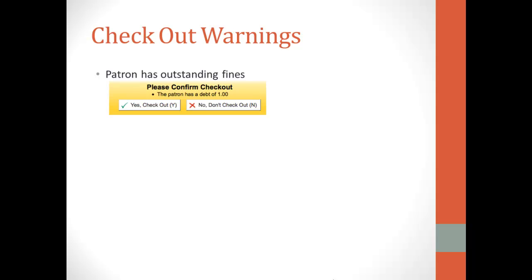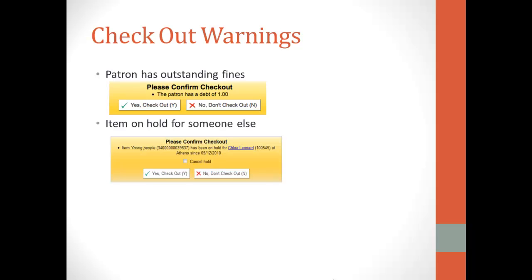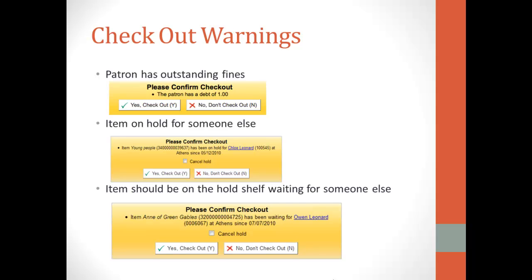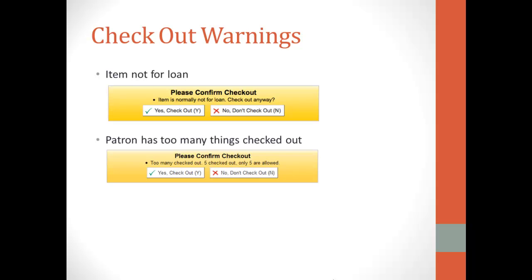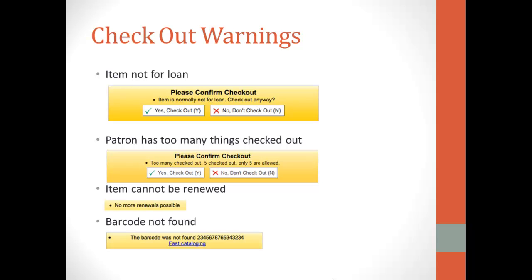You should also look for checkout warnings, such as if the patron has outstanding fines. An item may be on hold for someone else. Perhaps the item should be on the hold shelf waiting for someone else. The item may not be available for loan. The patron may have too many things checked out. The item may not be able to be renewed, or a barcode may not be found.